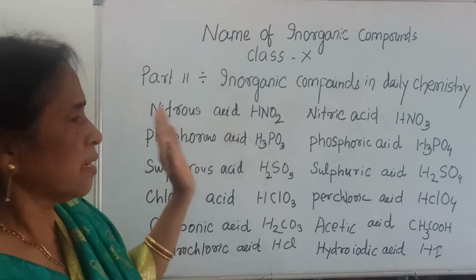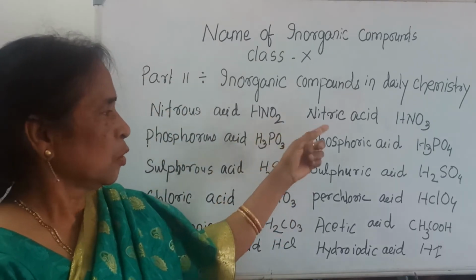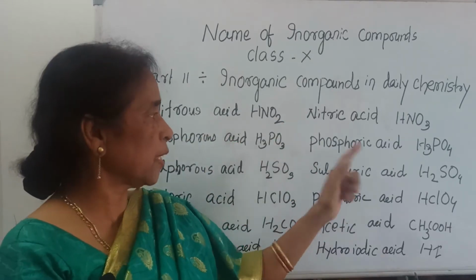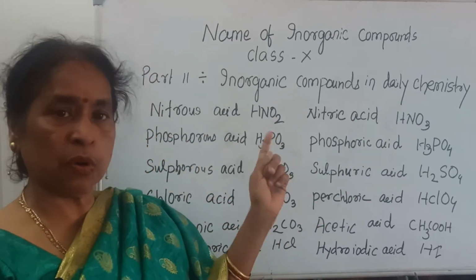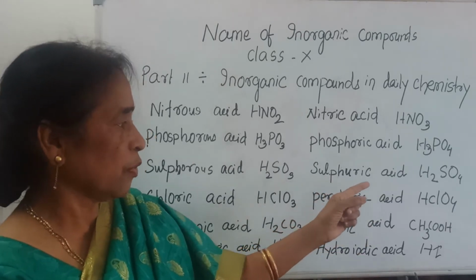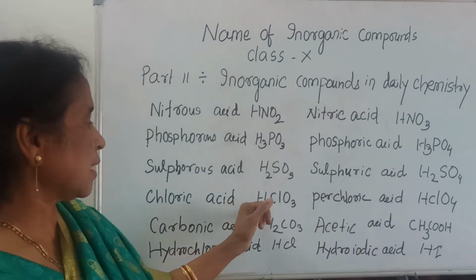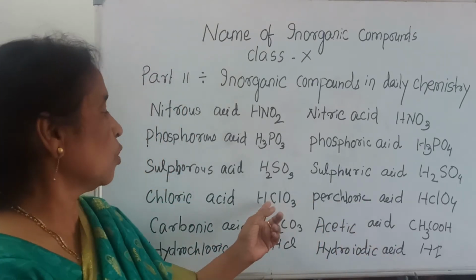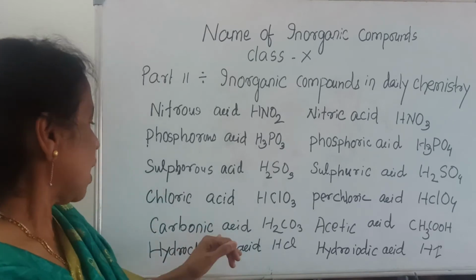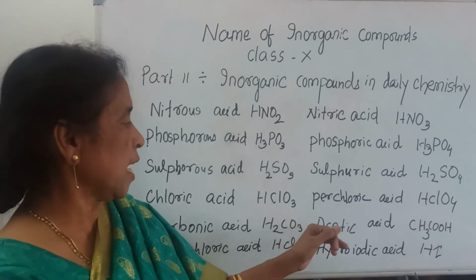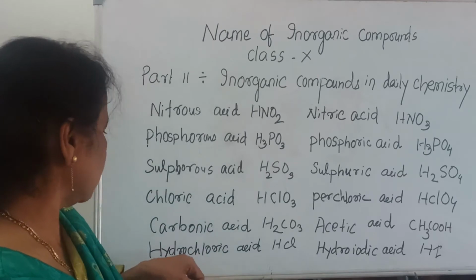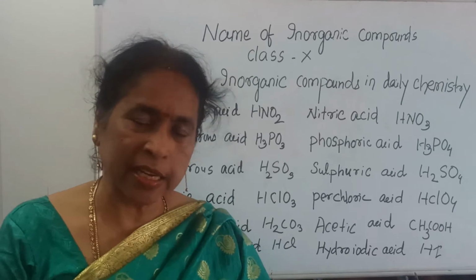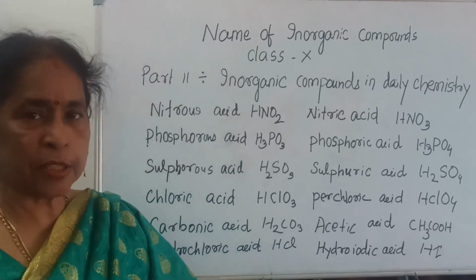Now you see again: nitrous acid has one oxygen less than nitric acid; phosphorous acid has one oxygen less than phosphoric acid; sulfurous acid has one oxygen less than sulfuric acid; and chloric acid is HClO3, whereas perchloric acid has one oxygen more than HClO3. Carbonic acid H2CO3, acetic acid CH3COOH, hydrochloric acid HCl, hydroiodic acid HI, hydrobromic acid HBr.